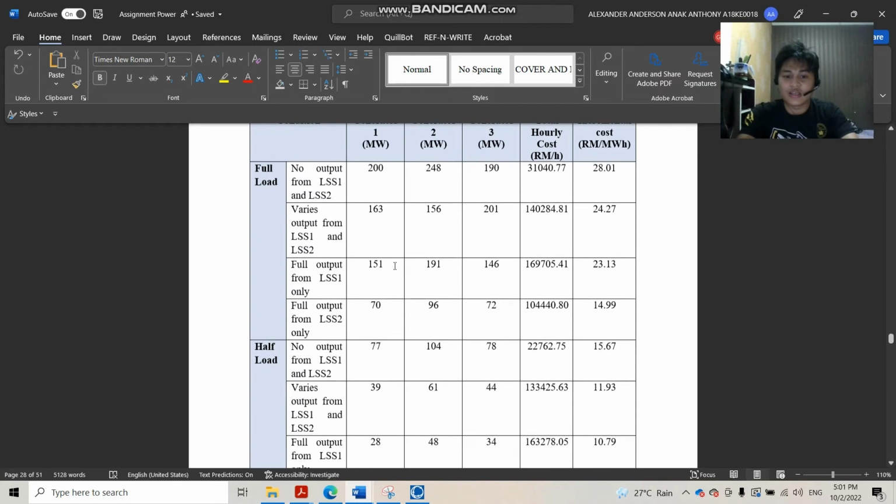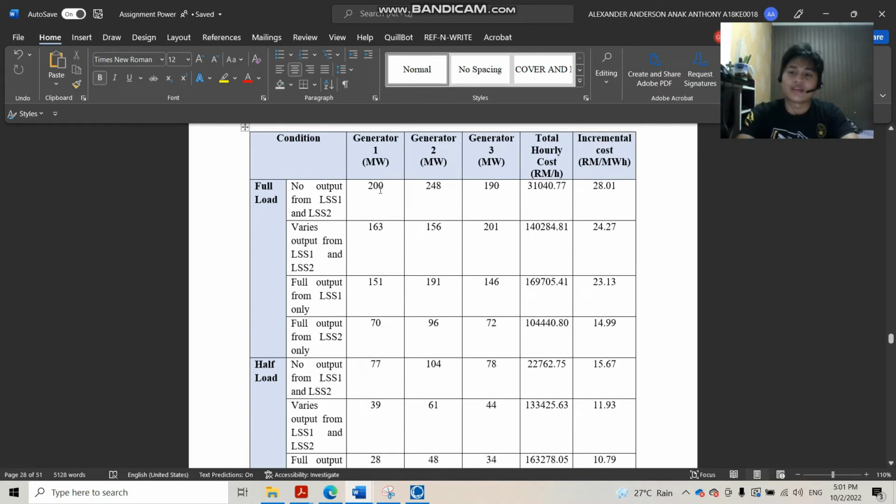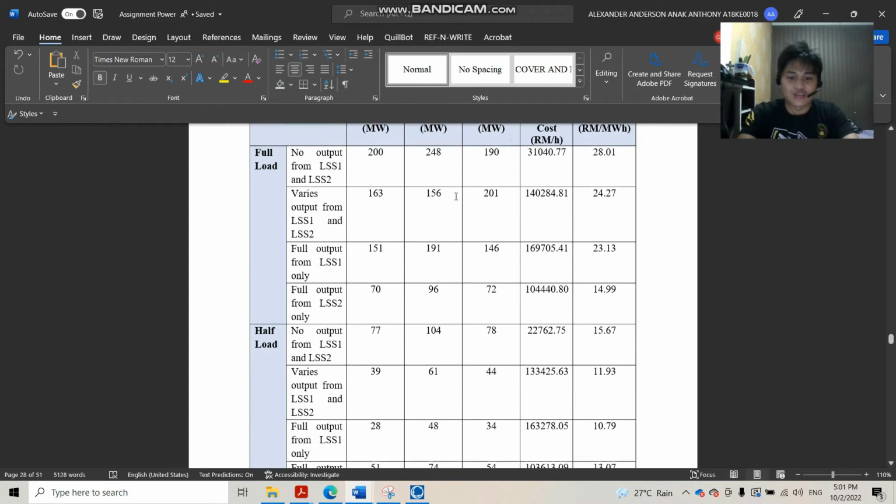As we can see here, the generator power is also the highest. It almost reaches the maximum capacity. This shows the dependency on the generator when there is no output from LSS1 and LSS2.